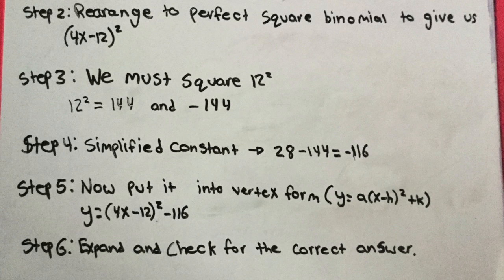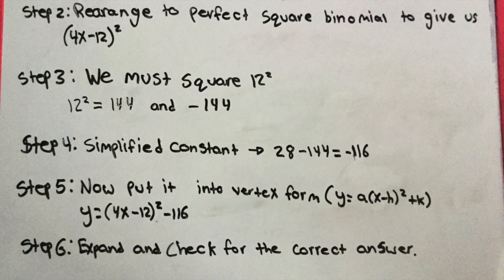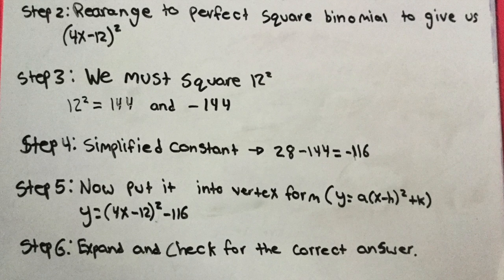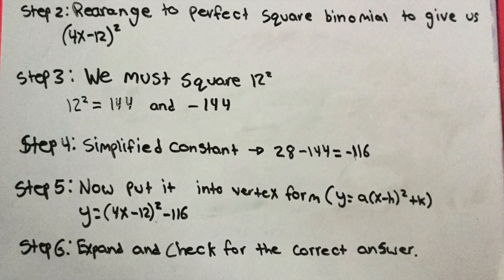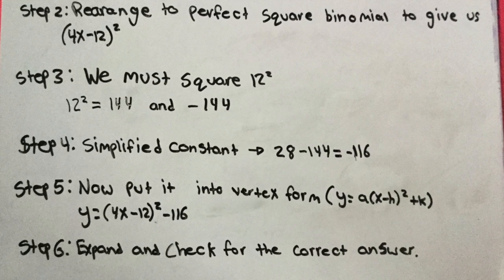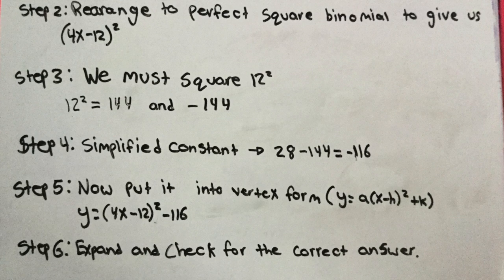So step 1 was divide the negative 24 by 2, which will give us negative 12. And step 2 was rearrange into a perfect square binomial, which will give us 4x minus 12, and always remember to keep that square out of the bracket.